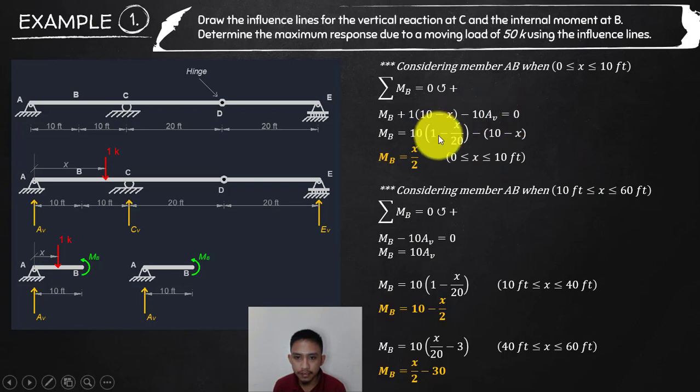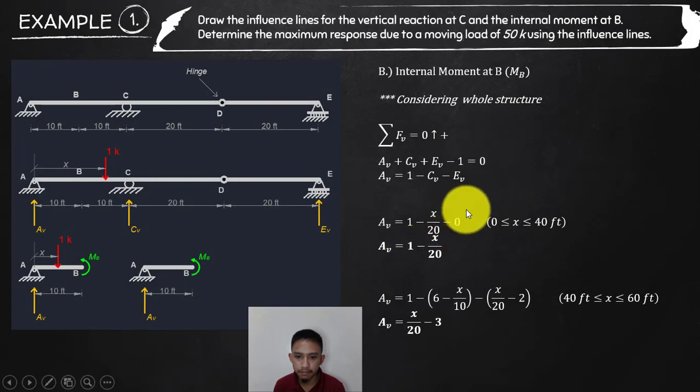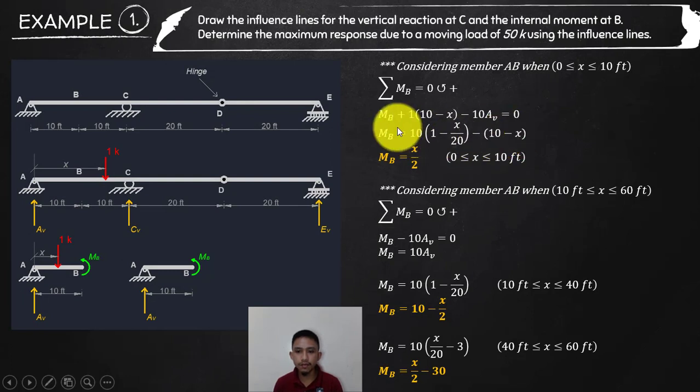This one. Okay. By the way, I just interchange. Since this will be going positive and this will be going negative. So this is your AB, 1 minus x over 20. Yeah. So now, all we need to do is simplify, just simple algebra, that will be giving us x over 2. So that will be the equation of MB when x is 0 to 10.